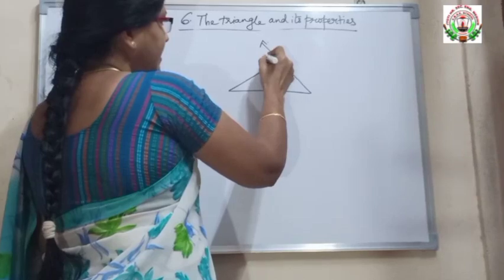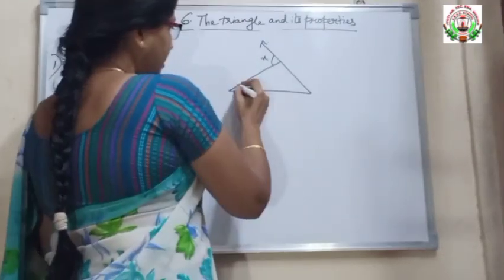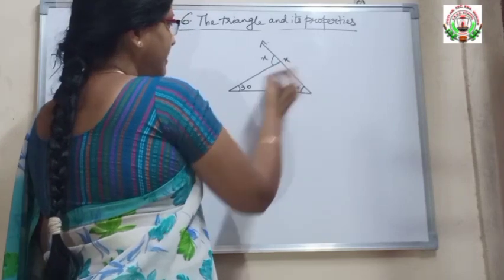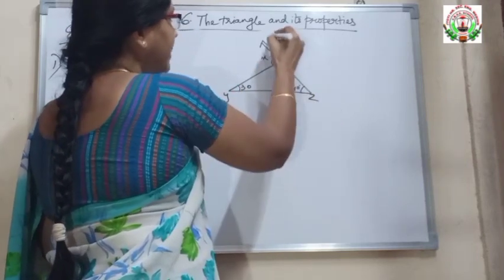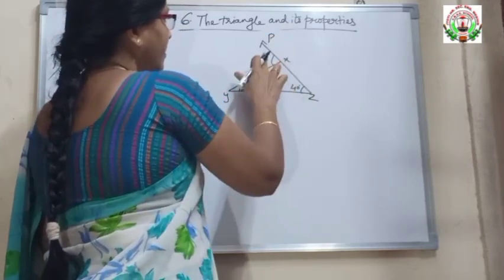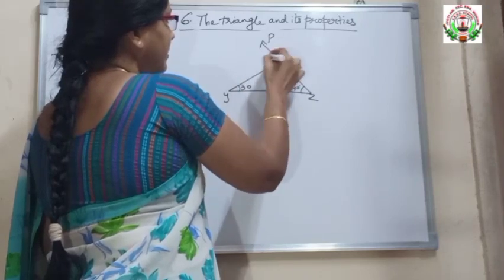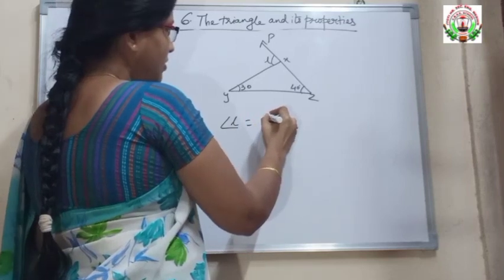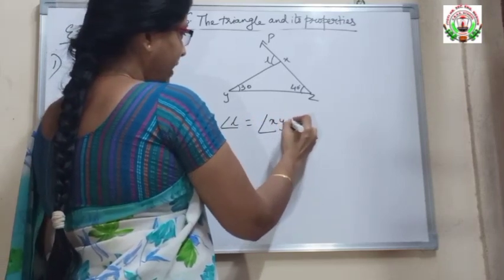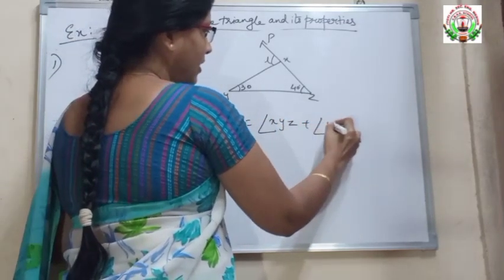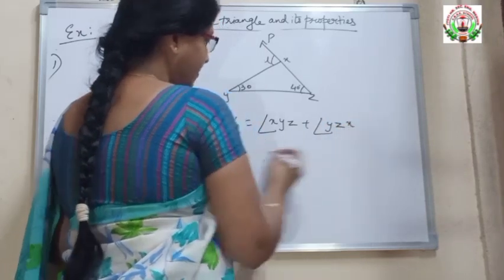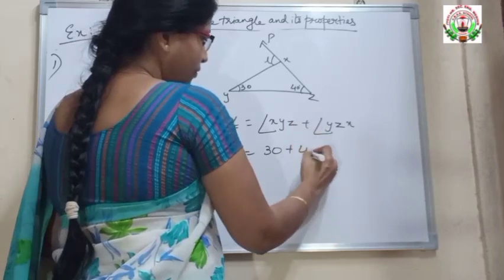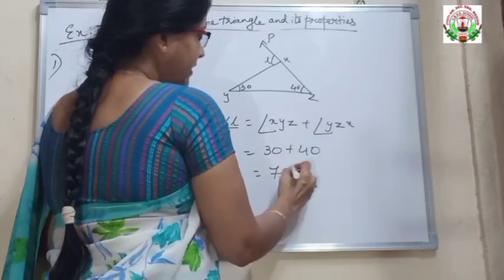Here they have given as x, here 30 degrees, here 40 degrees. Let us name as x, y and z. This is as P. Okay, this will be L. So angle L is equals to angle XYZ plus angle YZX. So XYZ is 30 plus 40, that is 70 degrees.